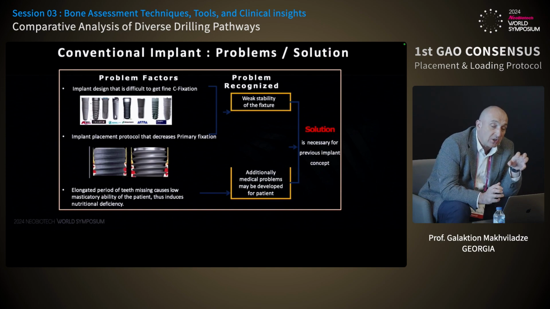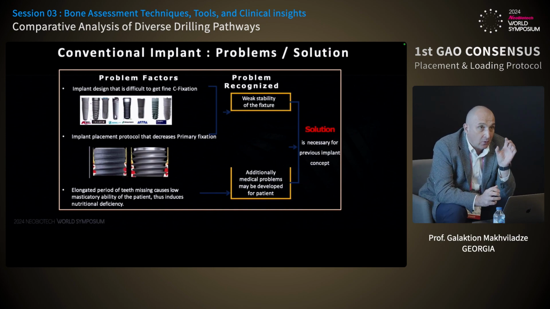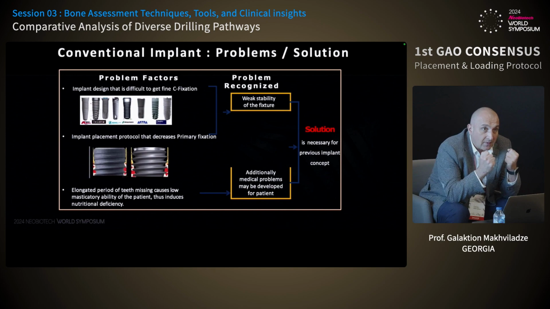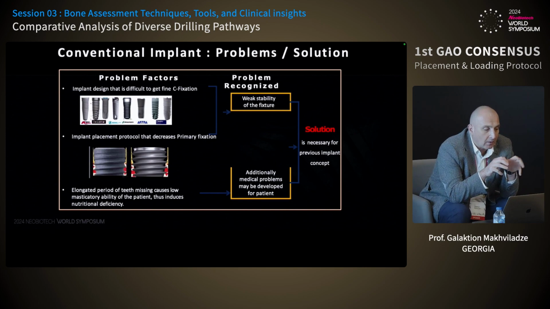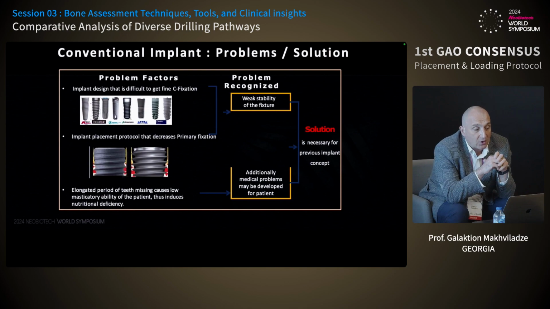As was mentioned earlier, the fixation is very important for any time loading. The coronal part must be in contact with the bone to make the loading, and in this case the implant has sufficient stability. Also, the implant placement protocol decreases the primary fixation. This is the problem which was recognized: weak stability of the fixture. This is the main problem, therefore it needs a solution, and the solution is necessary for the previous implant concept.